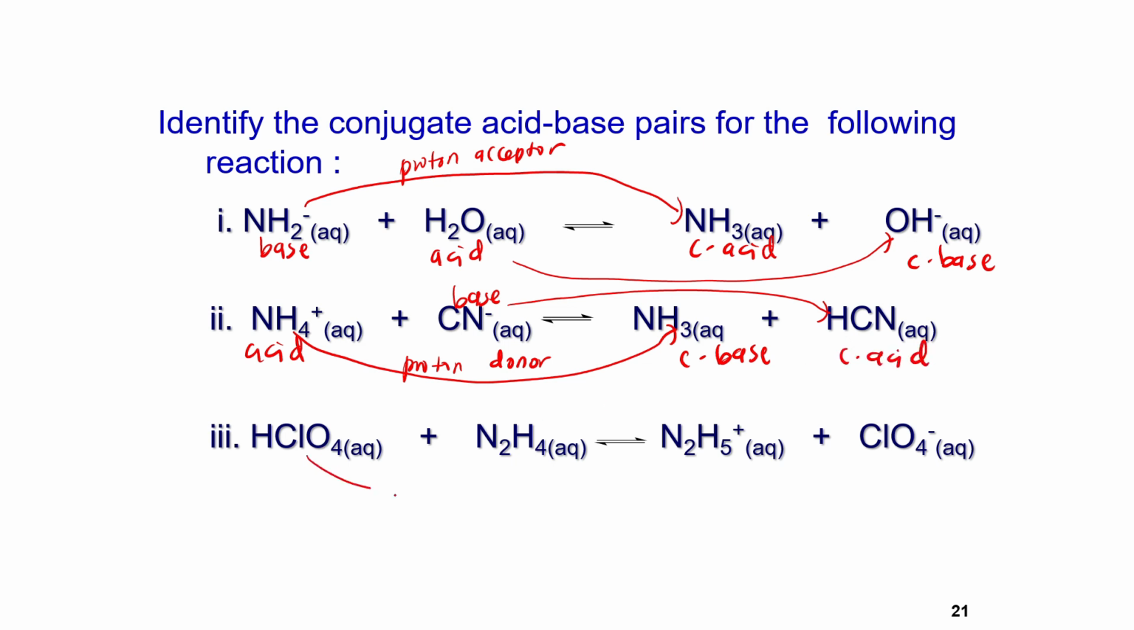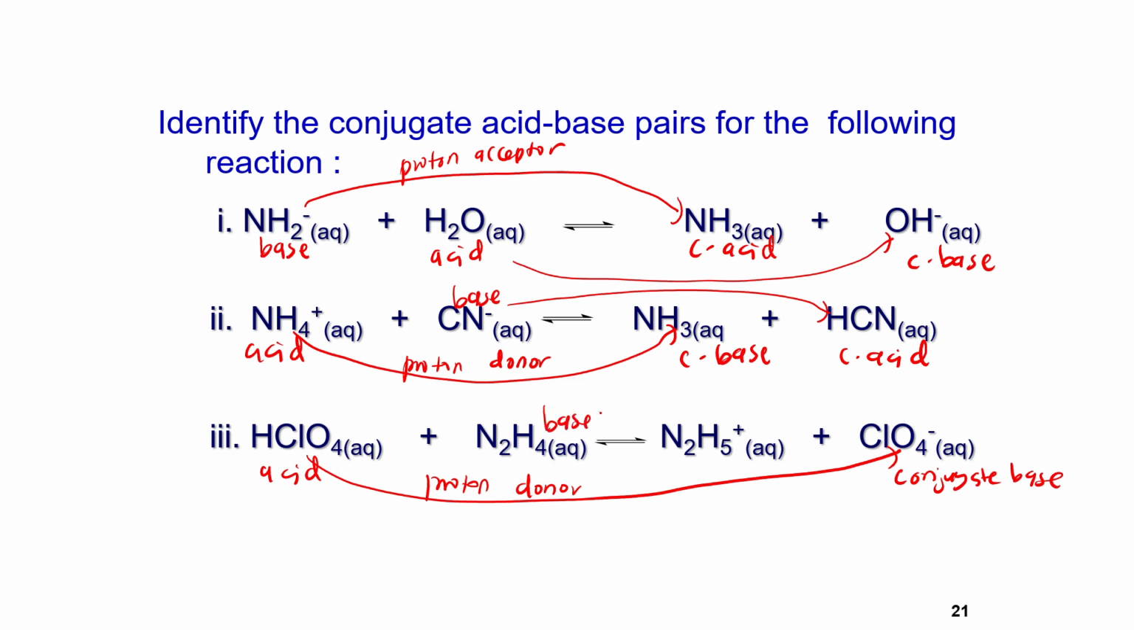Okay, last one. Ini pairingnya ClO4. So meaning hilang satu hydrogen, dia ialah proton donor. So HClO4 ialah acid. Ini ialah conjugate base. So kalau HClO4 ialah acid, N2H4 ialah base. Okay, so pairingnya N2H5 plus ialah conjugate acid.